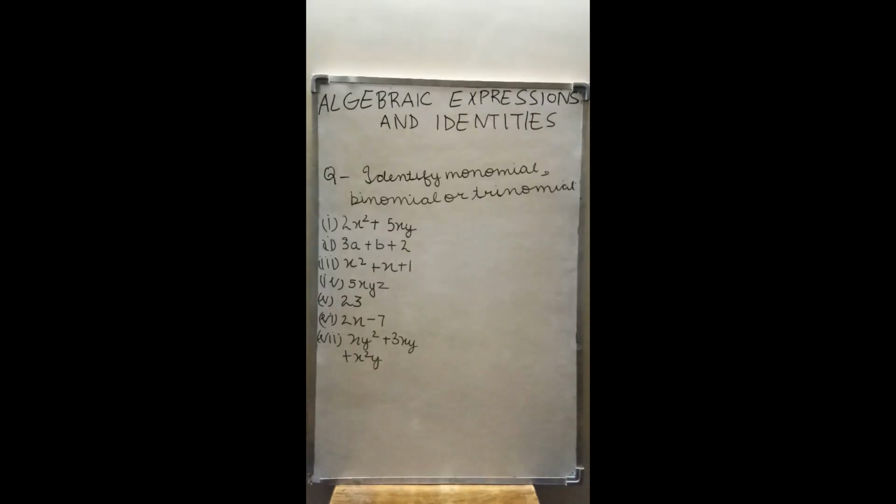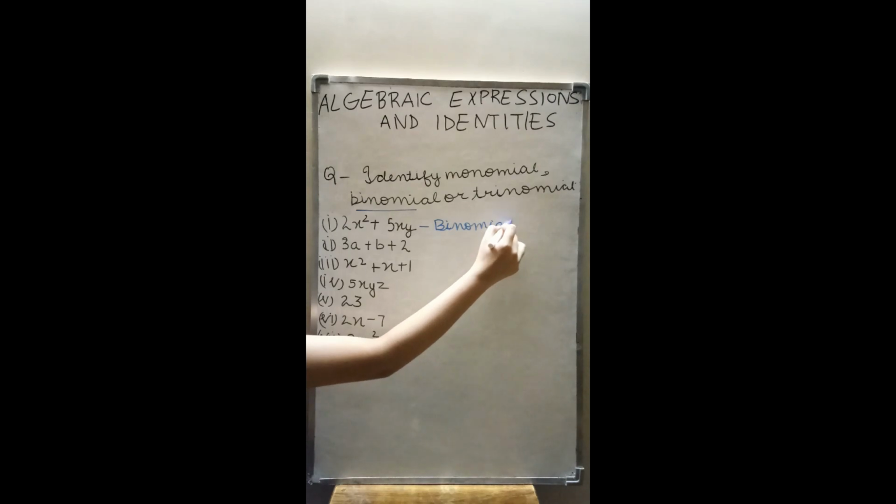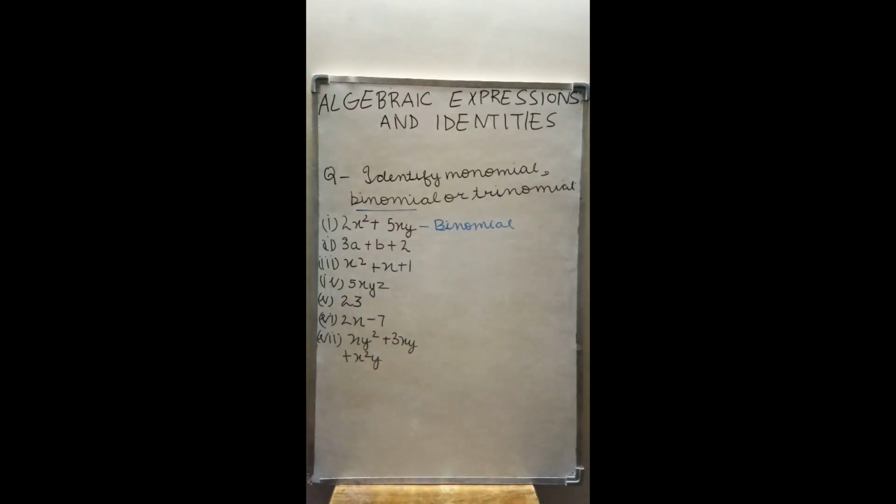It says to identify monomial, binomial or trinomial. So let's see the first part. First part is 2x square plus 5xy. As you can see, there are two terms in this expression, and an expression that consists of two terms is a binomial. Now the second part is 3a plus b plus 2. There are three terms in this expression, and a trinomial is the expression that has three terms. It means that this expression is a trinomial.